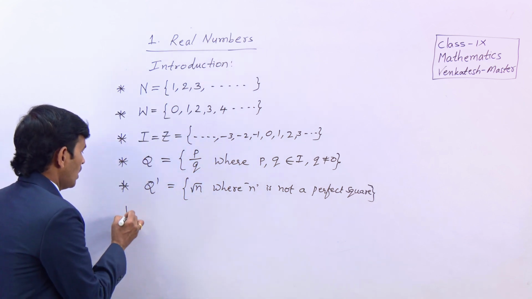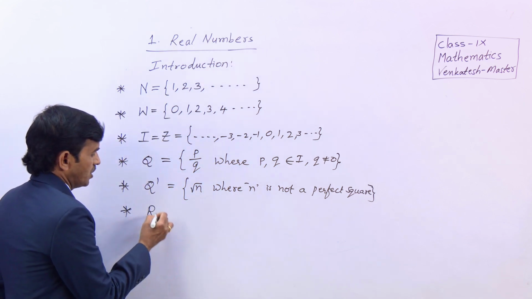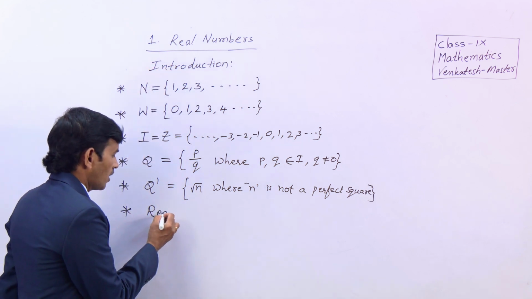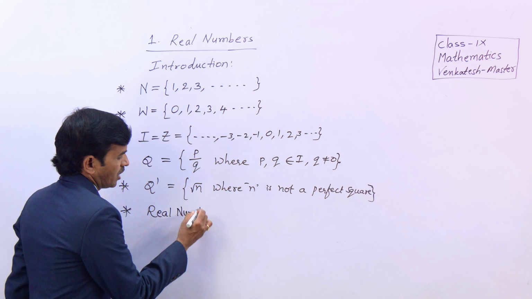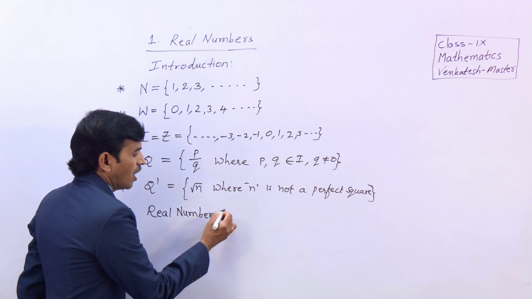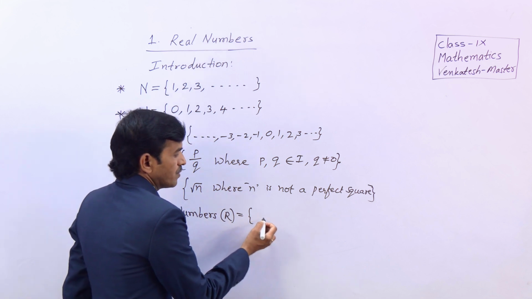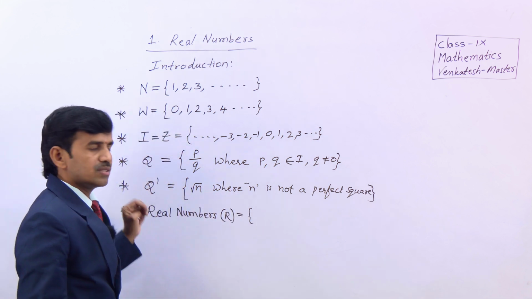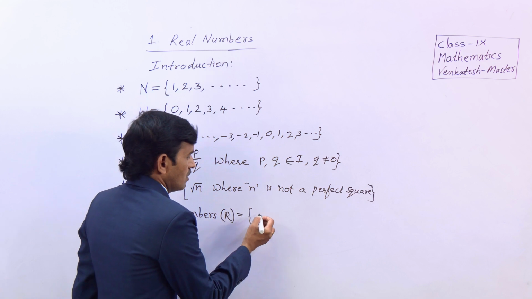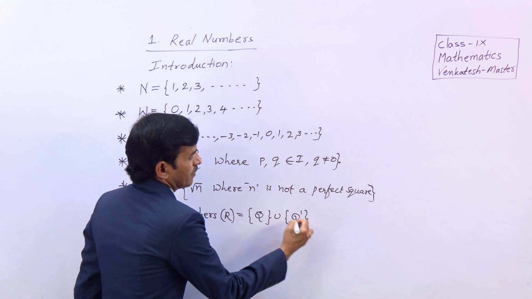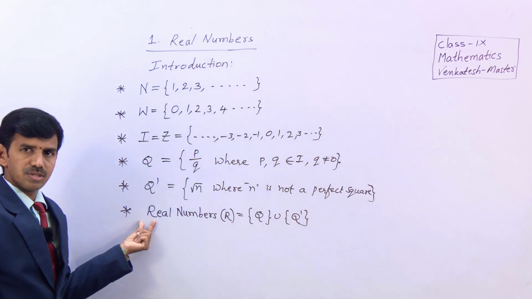So that is the reason that any number under the root must not be a perfect square. Now real numbers, our topic today, is denoted by R, which is equal to the union of the set of rationals as well as irrationals. The union of these two sets together we call real numbers.